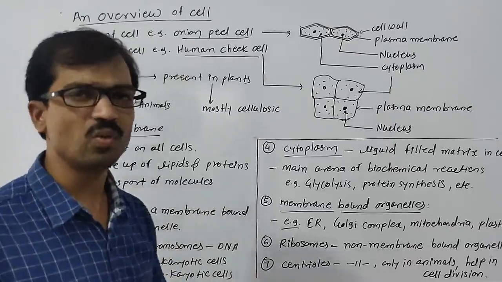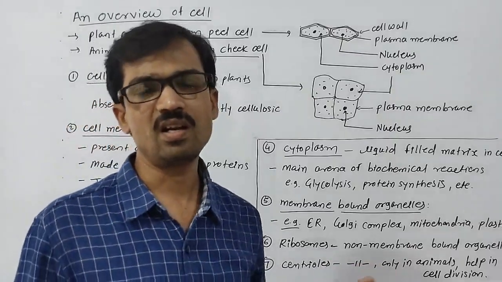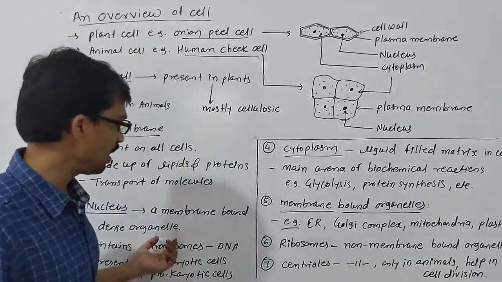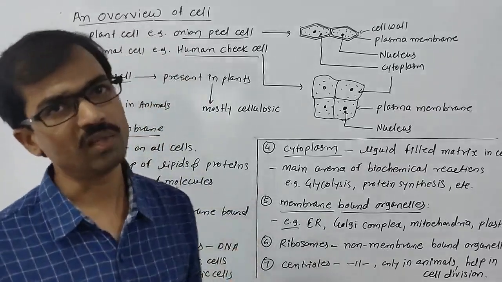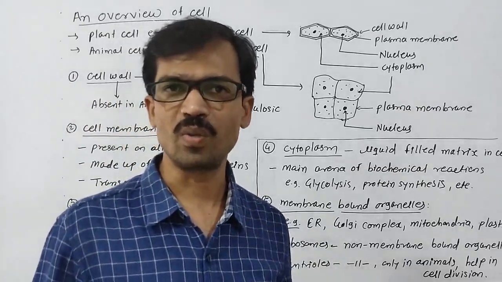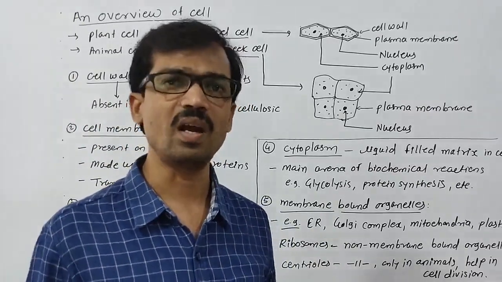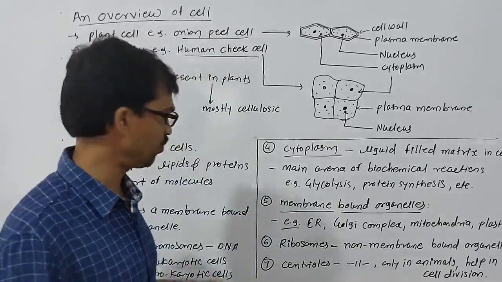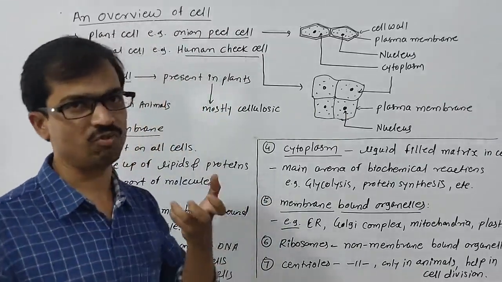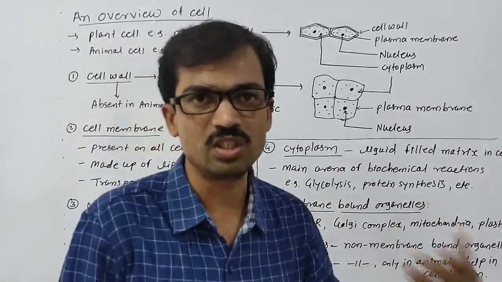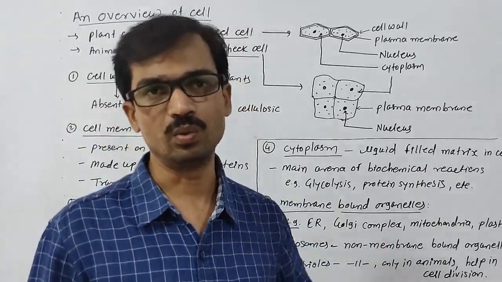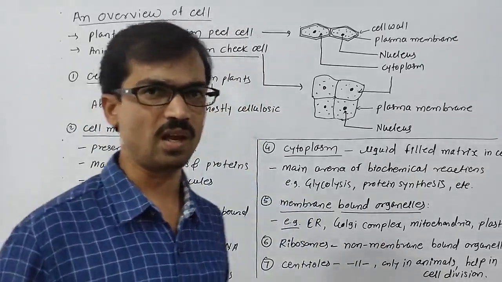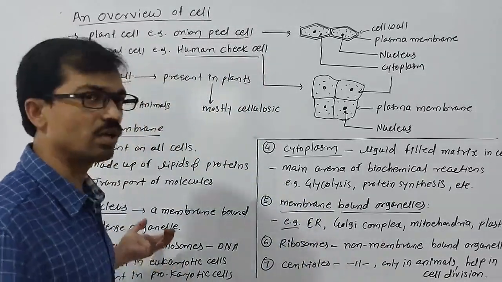And what does this nucleus basically contain? It contains the chromosomes in eukaryotic cells, and these chromosomes in turn contain the DNA. Chromosomes are made up of DNA, proteins, and a little amount of RNA also. But the most important component of chromosomes is DNA, which possesses genes, and those genes are expressed to produce the phenotypes or the traits of the organisms. Okay, so this is about nucleus.